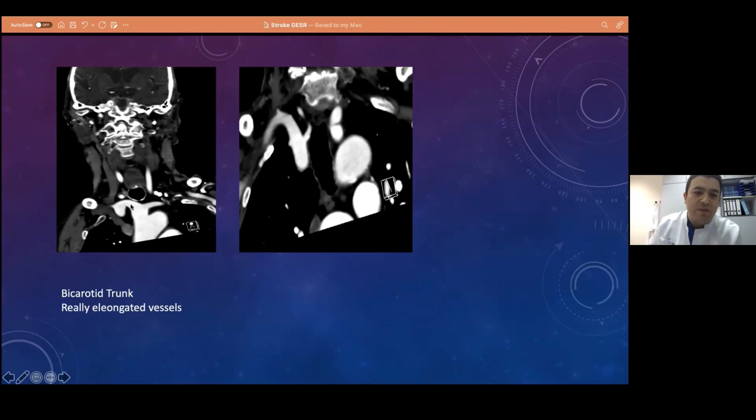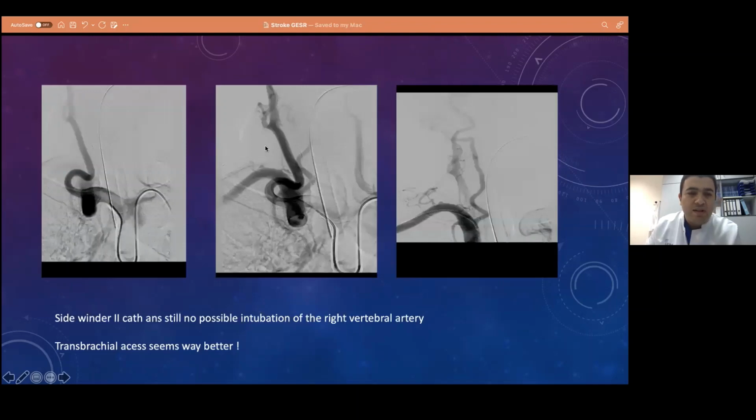The subclavian goes first in a loop downwards and gets back upwards. So this is how it looks in the angiography. Here's the bicarotid trunk. Here's the right side, right common carotid, and in this case, we want to go to the subclavian. I took the sidewinder catheter. You see the tip of it here, and it's a very, very tough loop that you go up and down and up again. So I tried for like 5 minutes. It didn't work. So I thought it would be better to do it transbrachially.